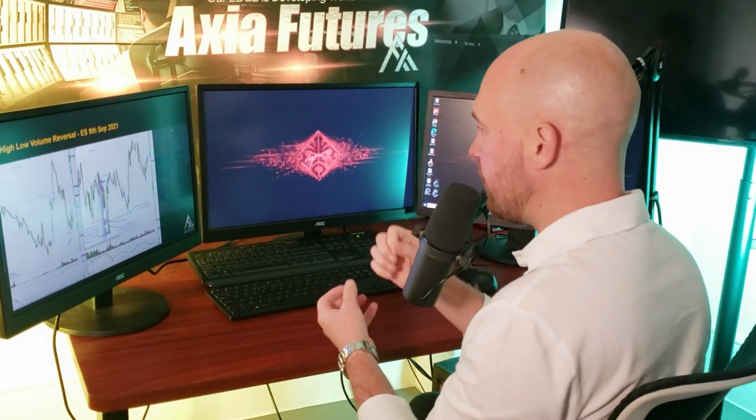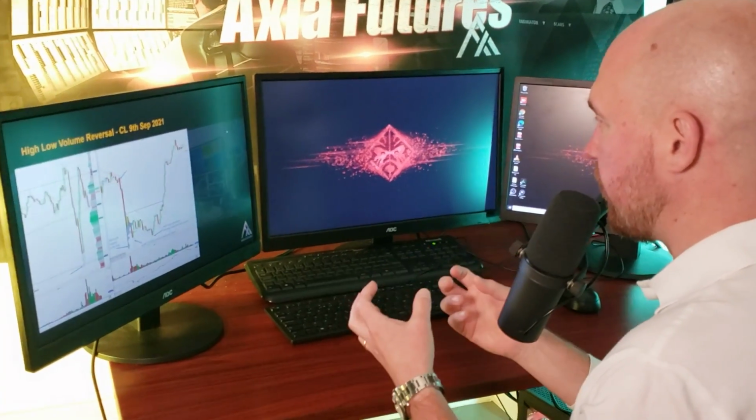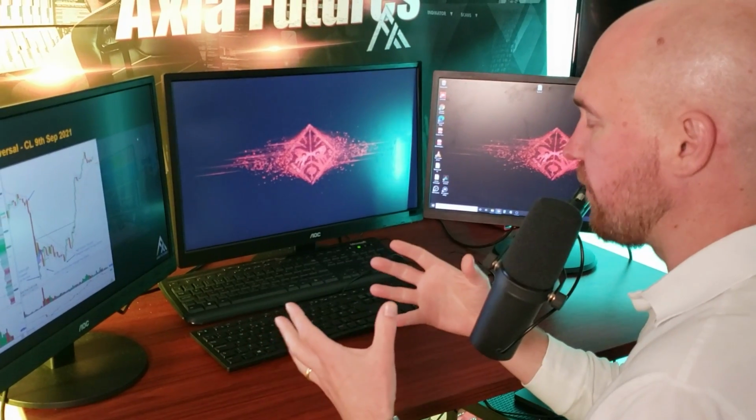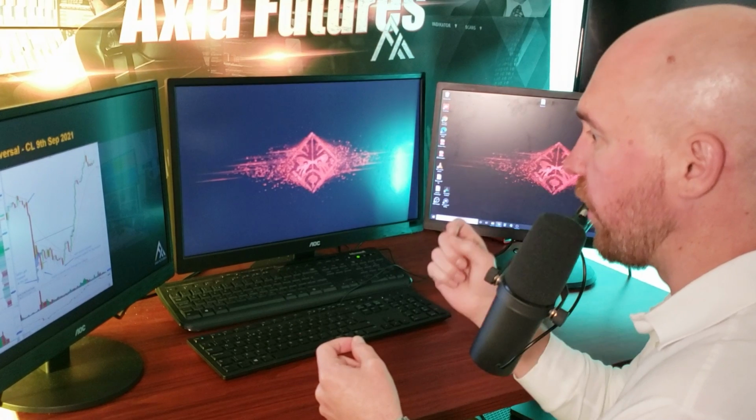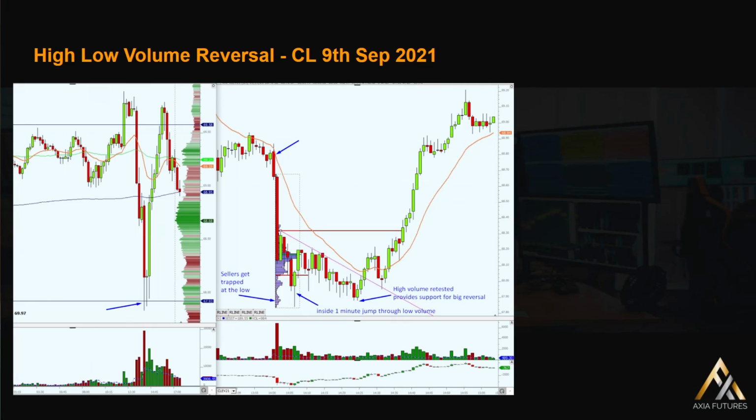It's that high volume, low volume reversal scalp. I'll give you another example of this. This is one that happened in oil. We'll talk about other ways of playing these types of reversals at a later date. But this is one that we saw in oil straight away yesterday. Really, really fast drop. Sellers then try and play the continuation of this fast drop that comes in.